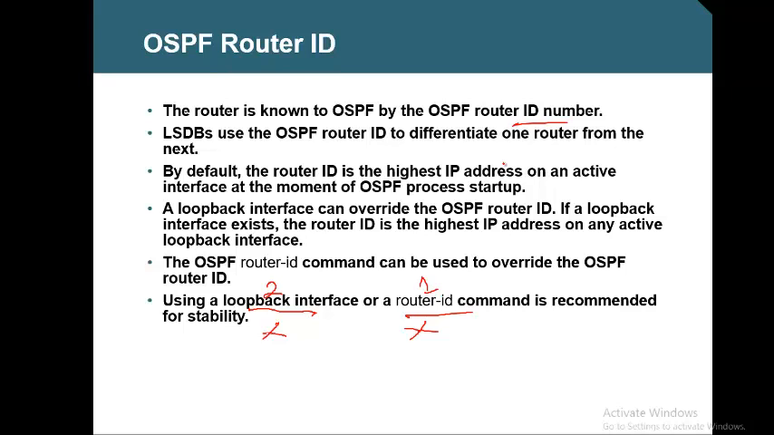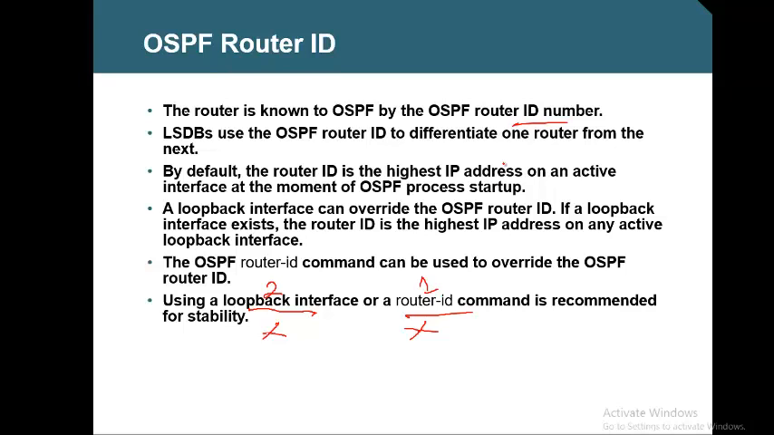Now, which interface? I have a loopback interface, I have a physical interface, active. Which one is it going to take? It is going to take the loopback interface address. The loopback interface can override the OSPF router ID if the loopback interface exists. The router ID is the highest IP address found on the active loopback interface.